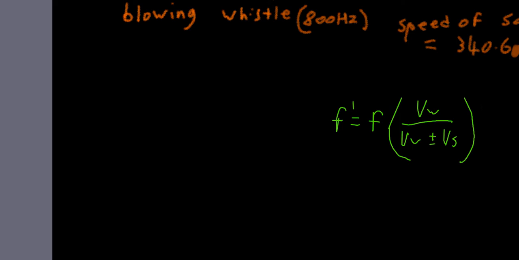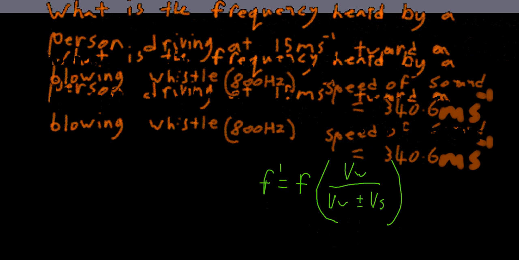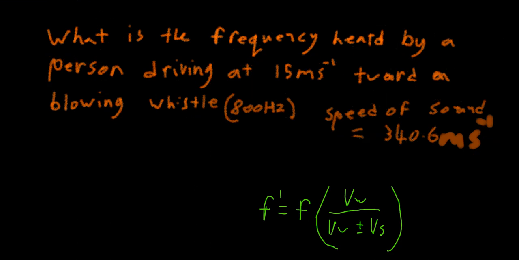The first thing I always do is list all the known variables. So what have we got? We've got the speed of sound, which is the velocity of the wave, so VW equals 340 meters per second. The velocity of the source, which is given as 15 meters per second, and we're given one frequency, and this is the real frequency. This is this F here.